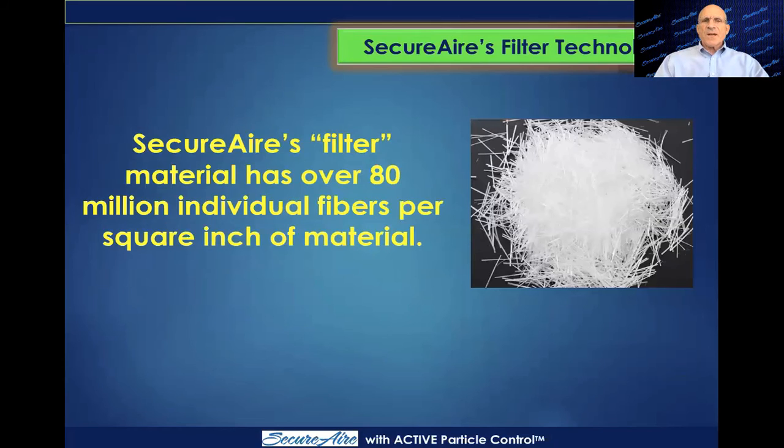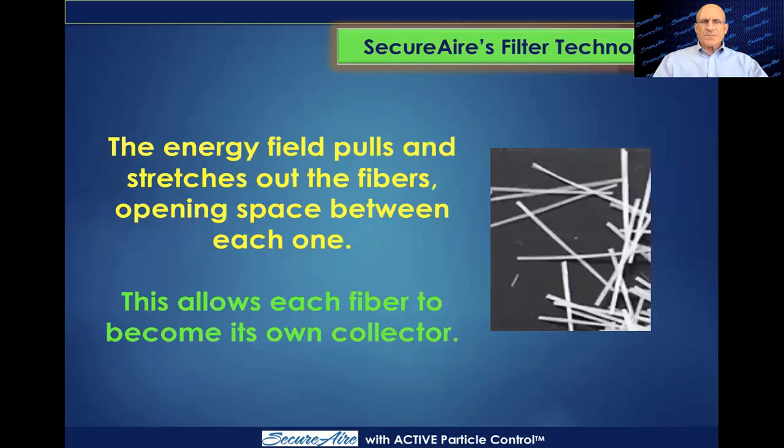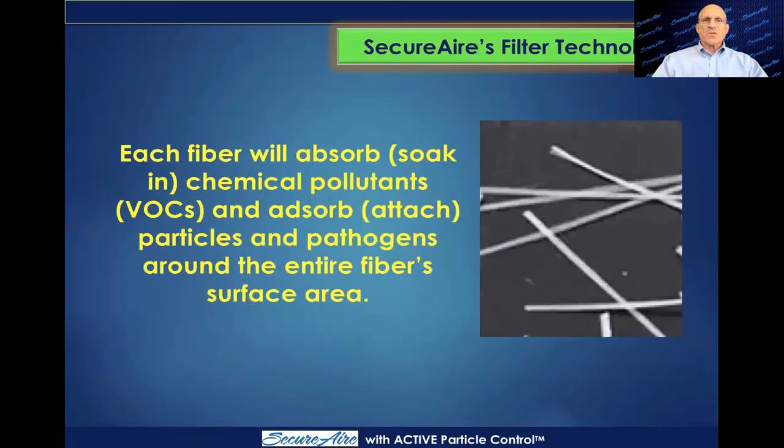SecureAire's material has over 80 million individual fibers per square inch of material. Imagine 1 square inch, 80 million individual fibers. Every one of those fibers is being stretched and pulled, opening up spaces inside of that cartridge. Remember, we're between a plus and a minus grid. So that energy field is like holding 2 heavy magnets close together, where you could feel the energy between them until you got them so close that they'd snap together. Well, that energy is causing these fibers to pull out. That opens up space between them, and that allows each fiber to become its own collector.